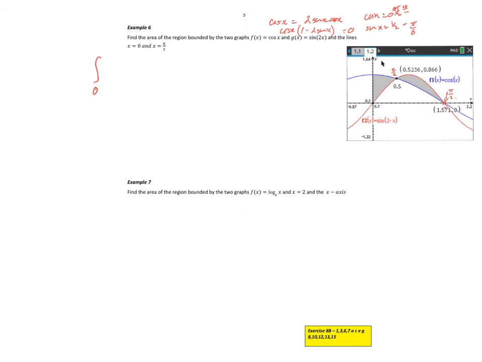So between 0 and pi on 6, I get the top function, which is the blue, I'll use blue, which is cos x, minus the red function, sine 2x dx, plus the integral from pi on 6 to pi on 2 of the reverse.